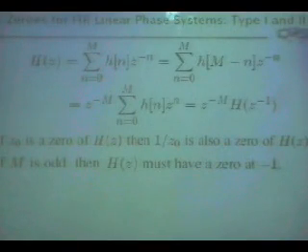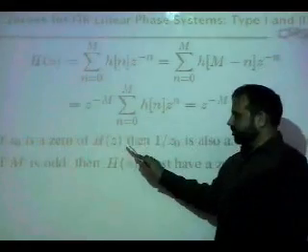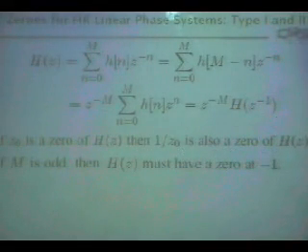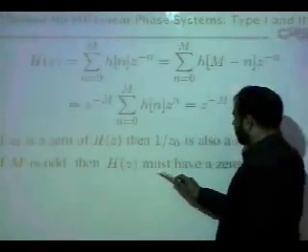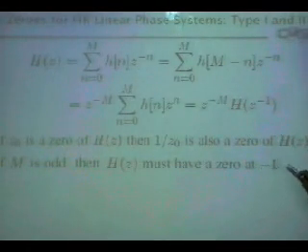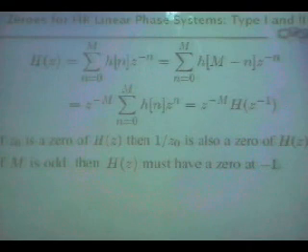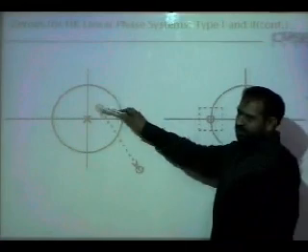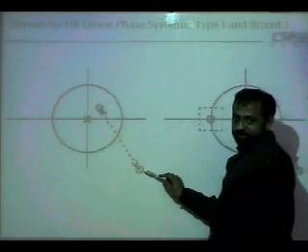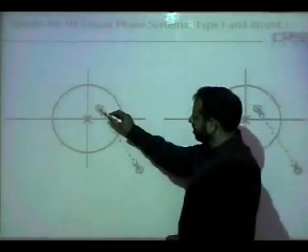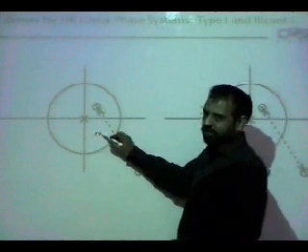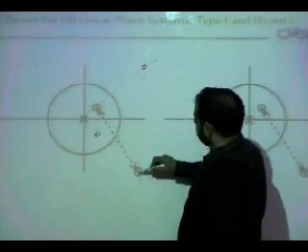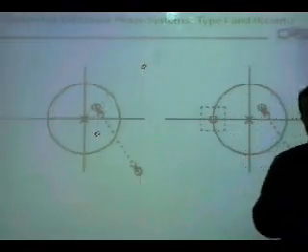Because of this, if Z0 is a 0 of H(z), then 1 over Z0 is also a 0 of H(z). Guaranteed. And if m is odd, then H(z) must have a 0 at minus 1. So if you have a 0 here, there will be a 0 here for type 1. And as I have already mentioned, to make it real, if you have a 0 here, then you need to have a 0 here. So this and this and this and this will be complex conjugates of each other.